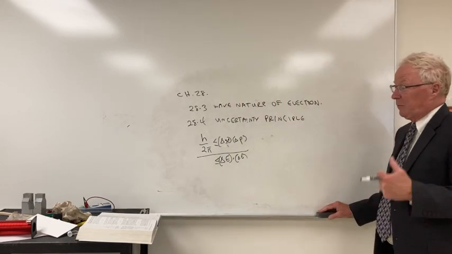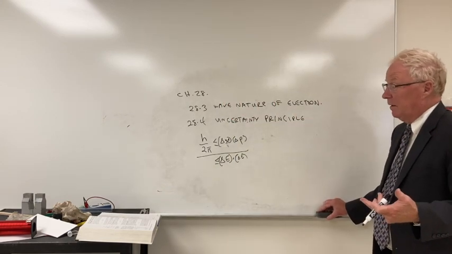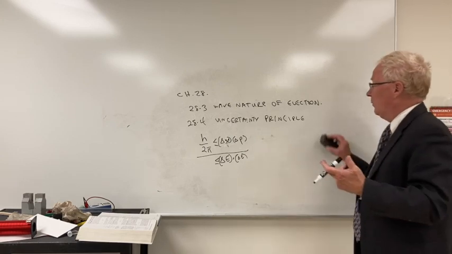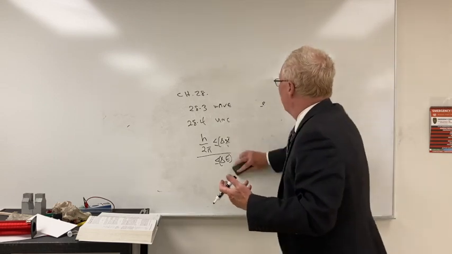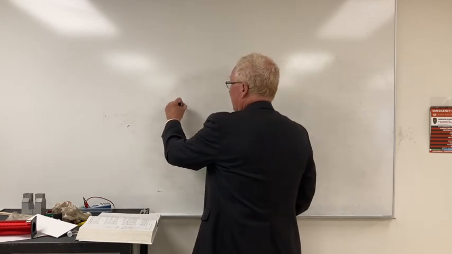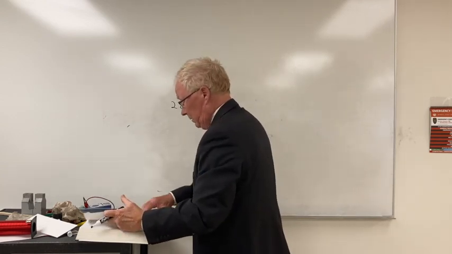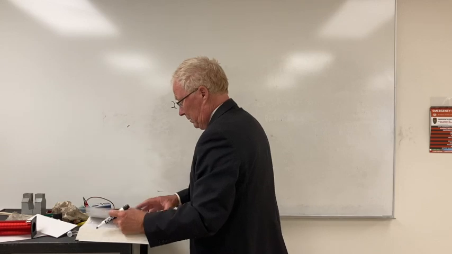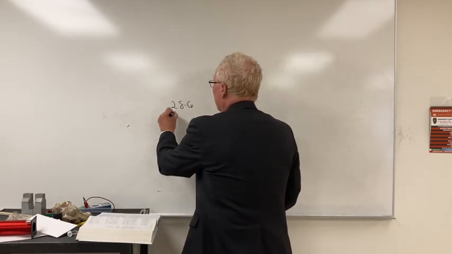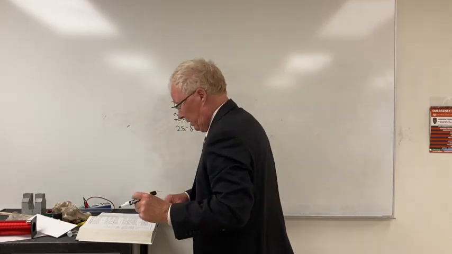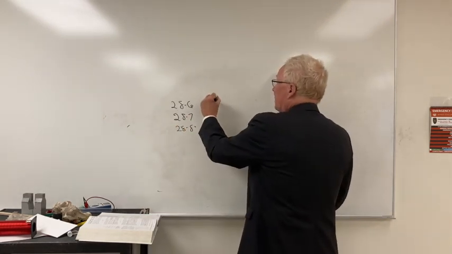All right, the rest of this chapter basically deals with quantum mechanics, basically the structure of the periodic table. So moving on from there, again, we have 28.6, 28.7 and 28.8 deal with quantum numbers.